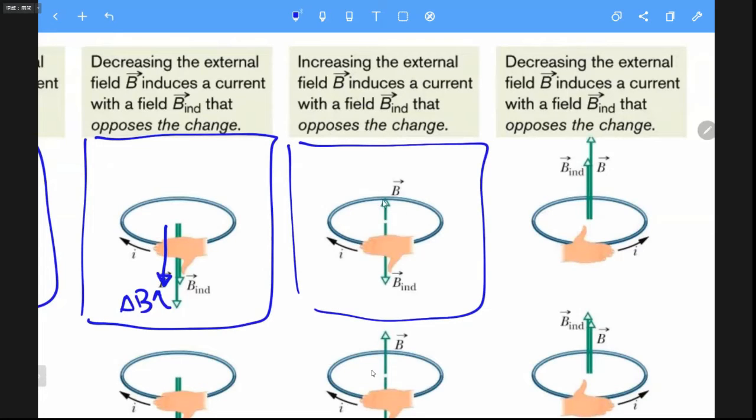So the B field is pointing upward, and it starts to increase. So it becomes this one. So the delta B is something like this, pointing upward. So B induced will be pointing downward, which means the opposite direction to this one. So using the right hand rule, the current is clockwise.